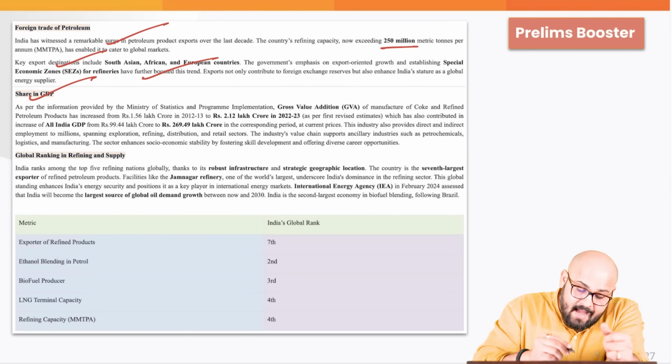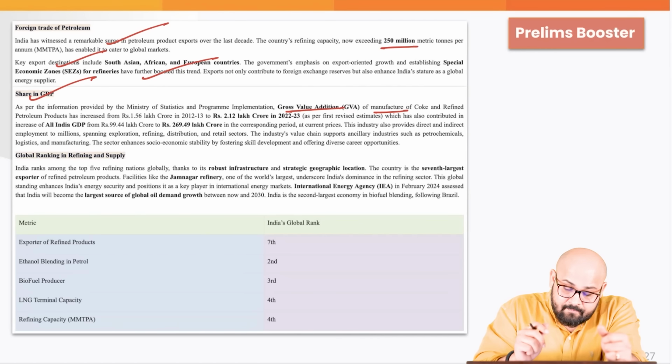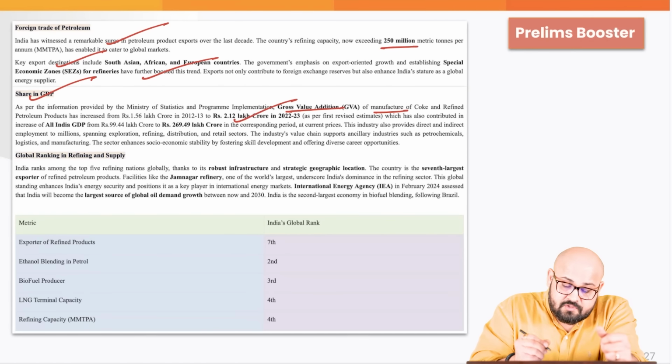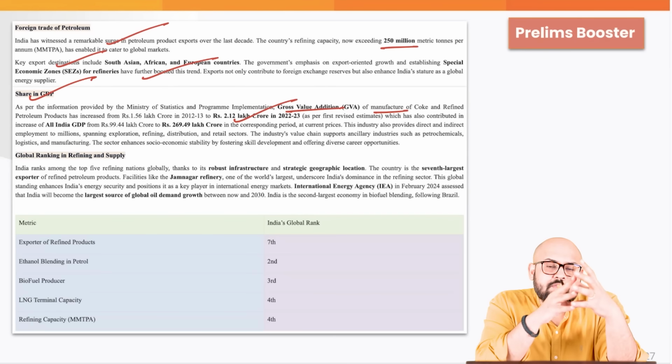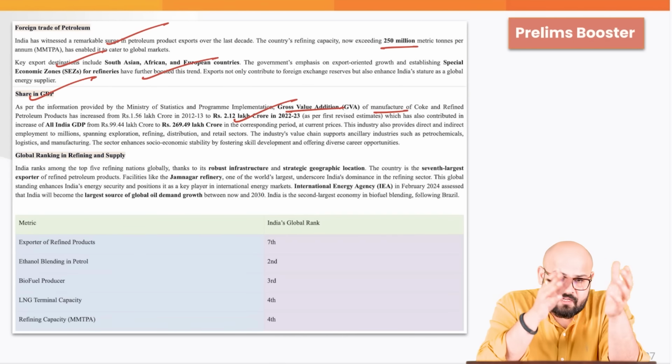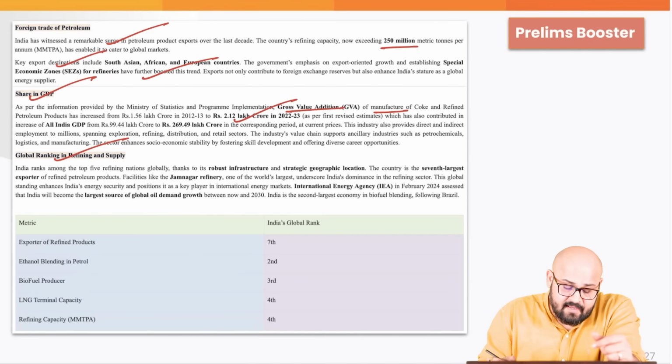Share in the GDP: as per the information provided by the Ministry of Statistics and Programme Implementation, the gross value addition of manufacture of coke and refined petroleum products has increased from 1.56 lakh crores in 2012-13 to 2.12 lakh crores in 2022-23. So a substantial portion is being contributed to the gross value addition with respect to the refining of these products. Global ranking in refining and supply.